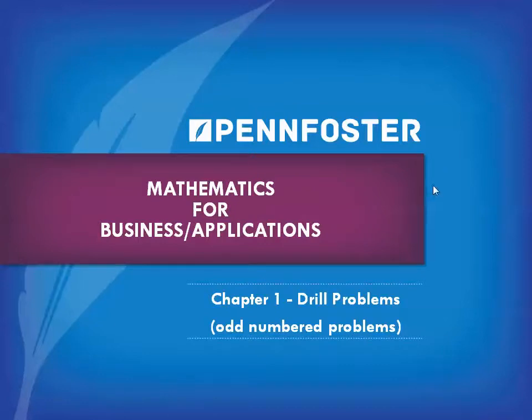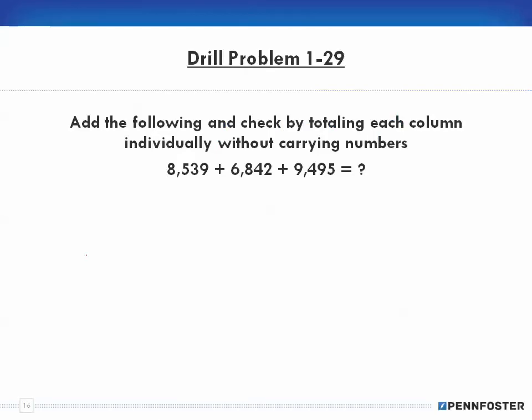Again, we're continuing on with our Chapter 1 drill problems, the odd number problems. In the last video, I believe we stopped on 27, so let me find 29. Yep, okay, 29. It says add the following and check by totaling each column individually without carrying numbers. So we're going to add the following first, and then we're going to check.